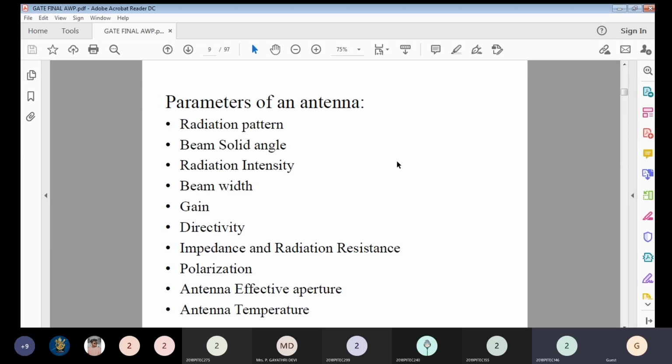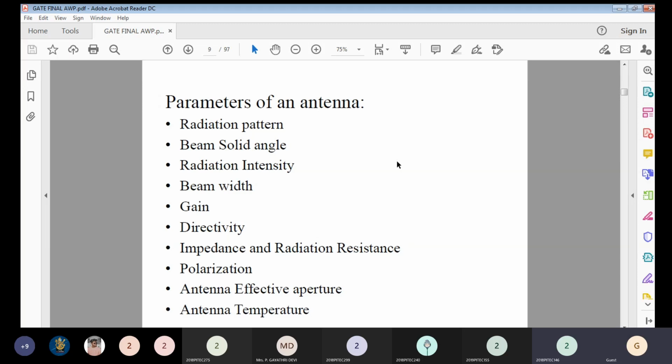So don't think that antenna and wireless communication are separate. Wherever you get questions on wireless communication, there will definitely be a question on antenna. Hope you understood. So these are the parameters of antenna: radiation pattern, beam solid angle, radiation density, beam width and gain, directivity, impedance and radiation distance, polarization, antenna effective aperture, and antenna temperature.